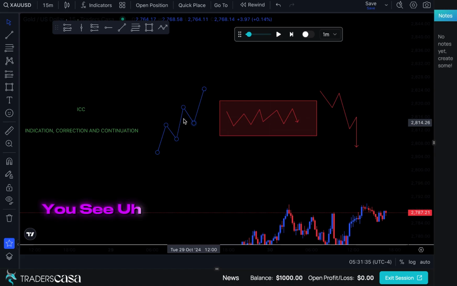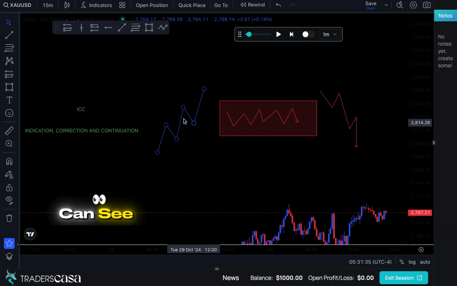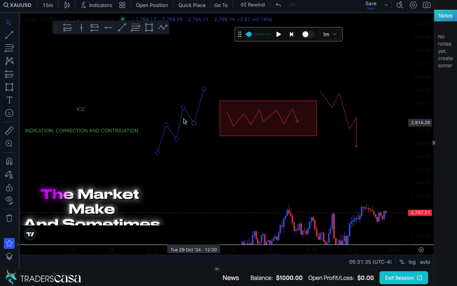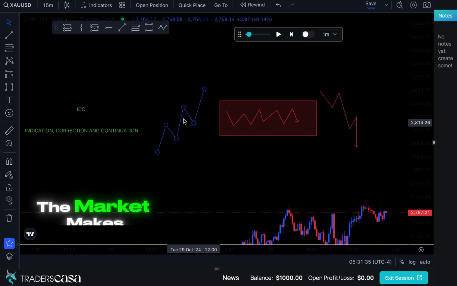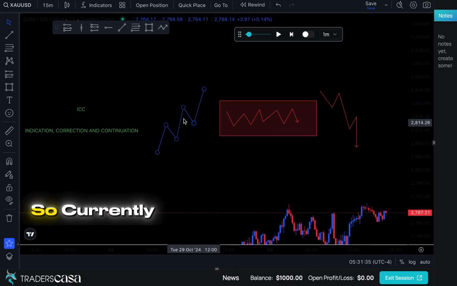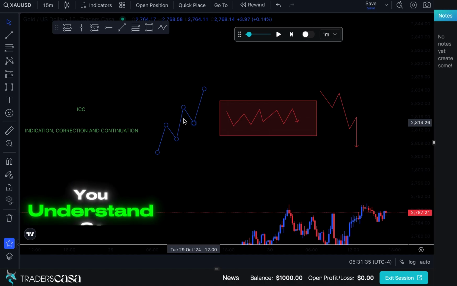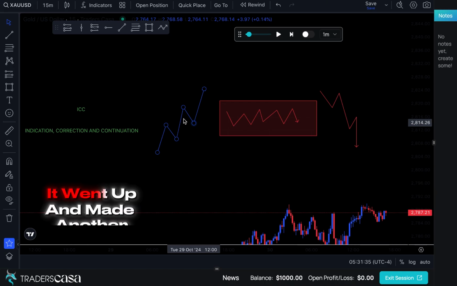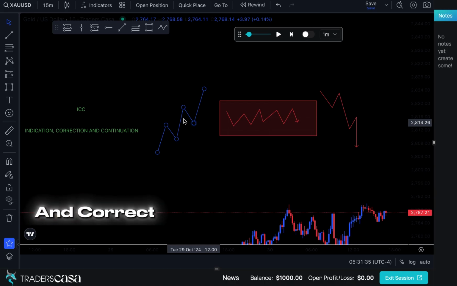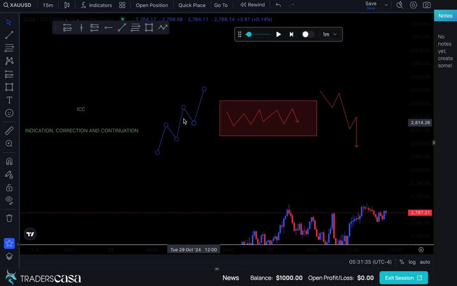You see, the market is making higher highs. Like this was the last high the market made. Sometimes the market makes a new high and comes back and makes another high. So currently, this is the next high that the market made, as you can see right here. Understand? So the market made this high before, it went up and made another high, came back and corrected, made another high. So how does ICC come into place right here?